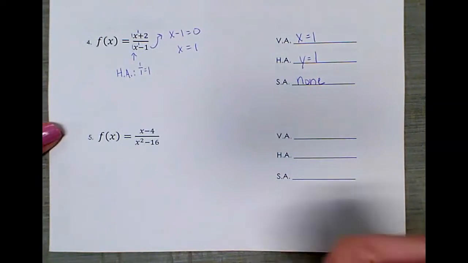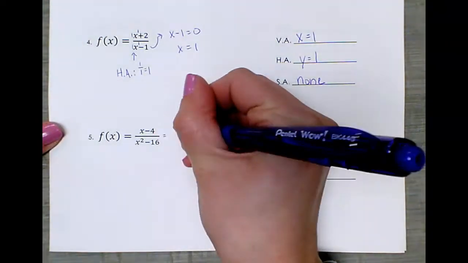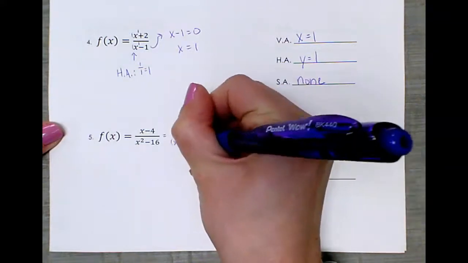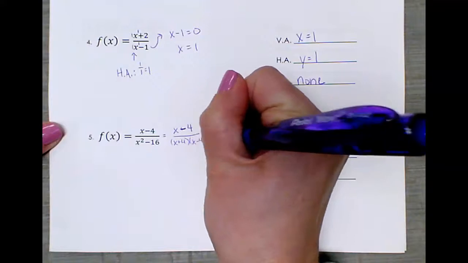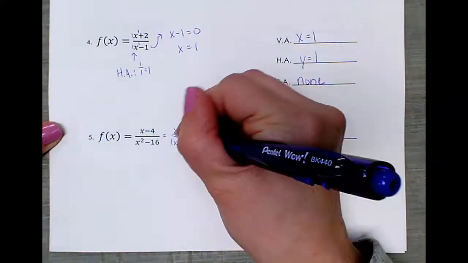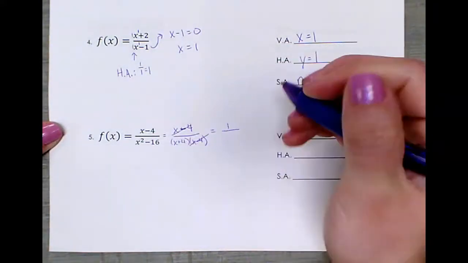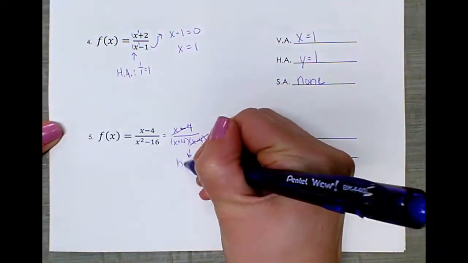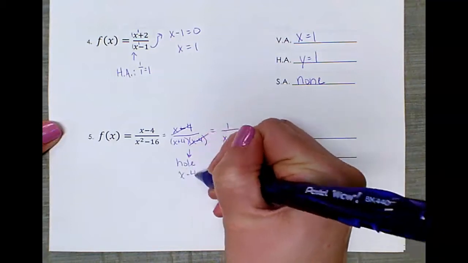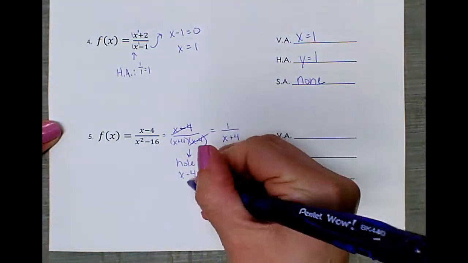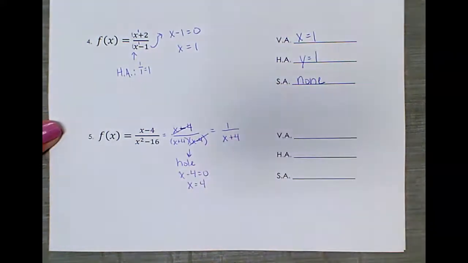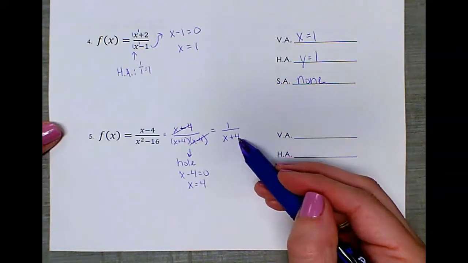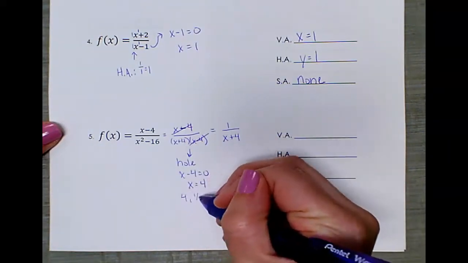Number 5, I notice that the bottom can be factored. So this is x minus 4 and x plus 4 over x minus 4. I notice that the x minus 4's can cancel out. So the resulting function is 1 over x plus 4. But this means that there is a hole where x minus 4 equals 0. So x equals 4. That's where the hole is. If I take 4 and I plug it in here, 4 plus 4 is 8. So the hole is at 4, 1/8.